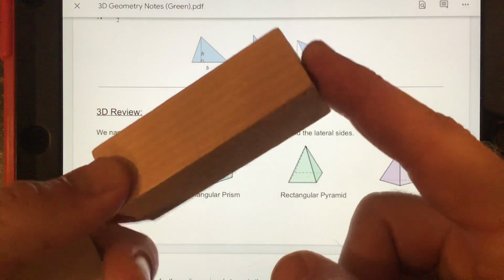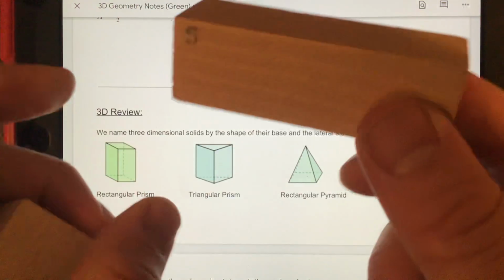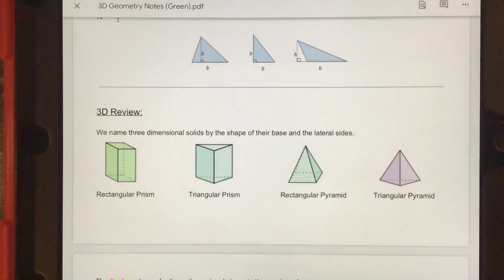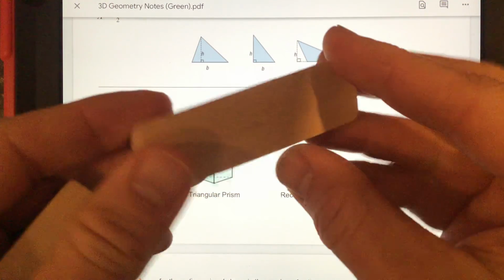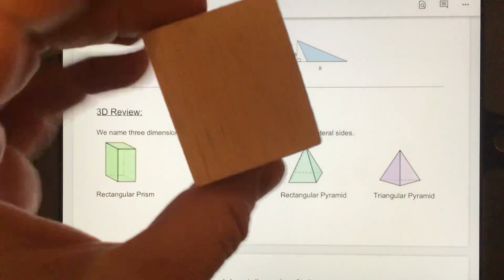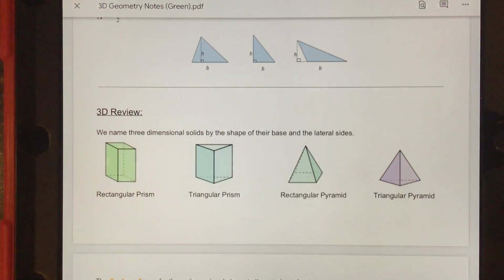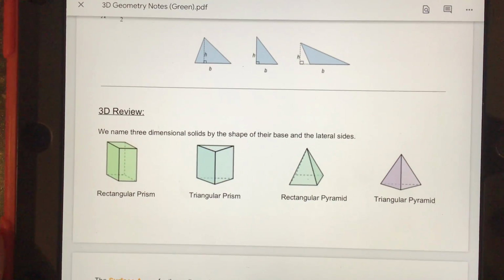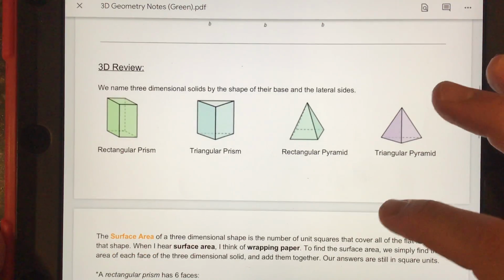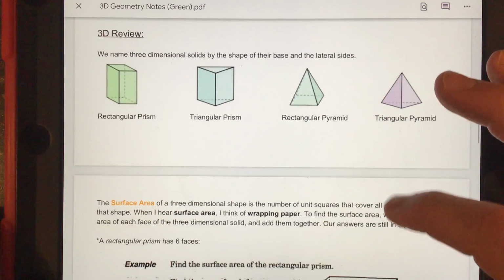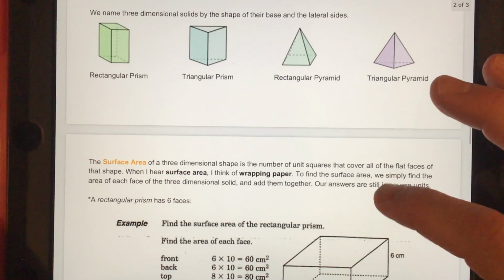And then we got into some of the 3D review, naming some of the different three-dimensional solids. Remember, we're talking about things like this, right? It's a rectangular prism, or this triangular prism here, or this rectangular prism. And the idea with these shapes, guys, is they're all made up of polygons. So each one of the bases and the lateral faces are polygons, and once we understand that, then we can start talking about surface area.